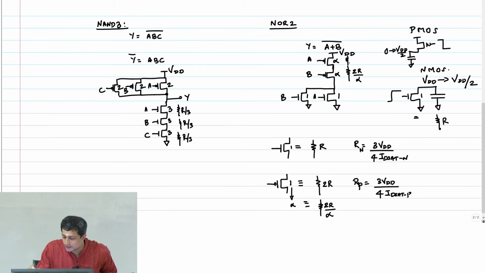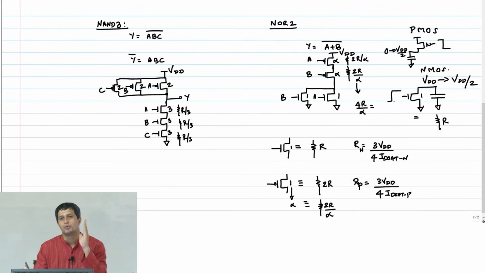The top transistor offers another 2R by alpha and therefore the net resistance is what? 4R by alpha, and I want this to be equal to R. The pull-up resistance should also be equal to R, because even the pull-up resistance should be the same as offered by a reference inverter that we have already sized, so it's the same thing. So if I say this is R, implies alpha equal to 4.